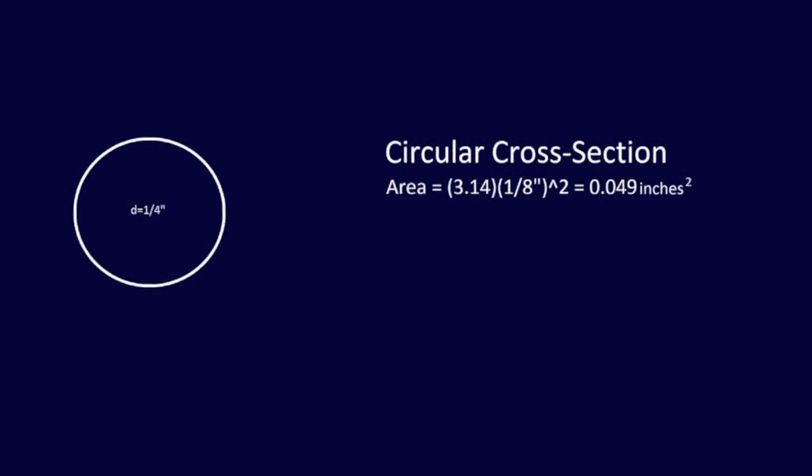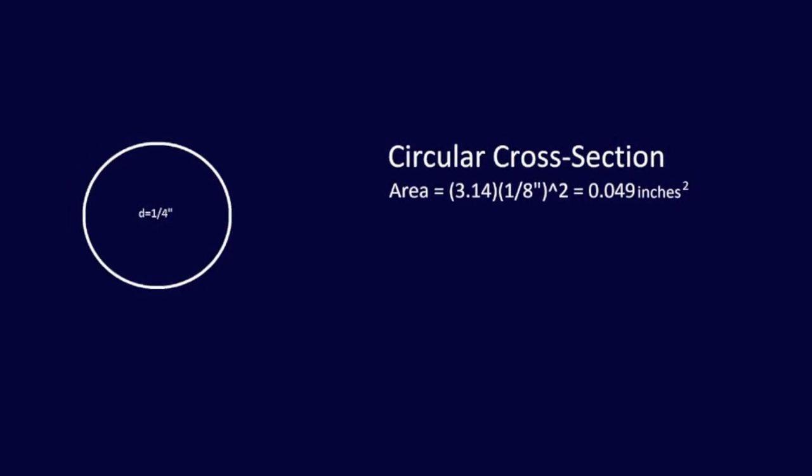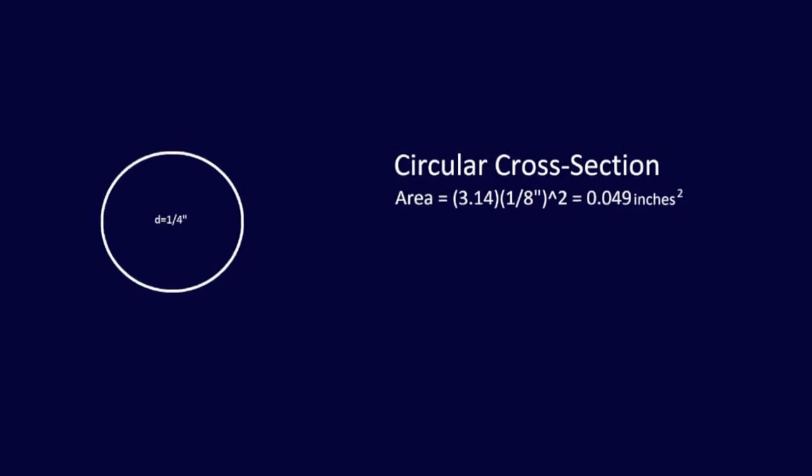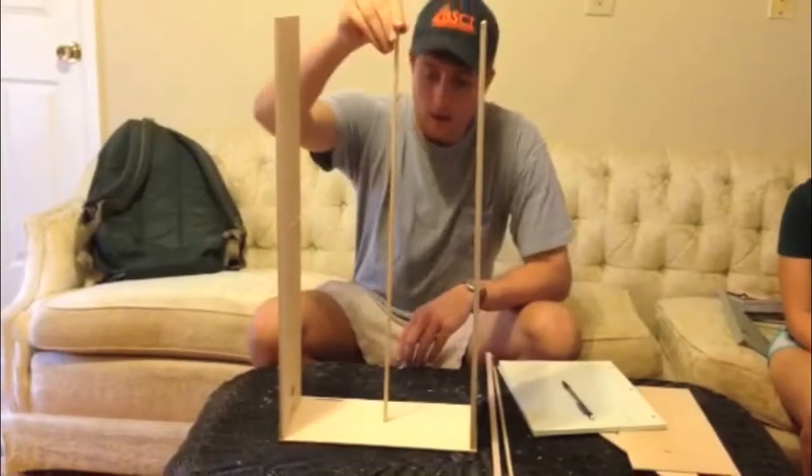We will next test the circular cross-section member. As you'll see in the video, I'll have to apply much more pressure than I did to the first two to get this circular member to buckle.